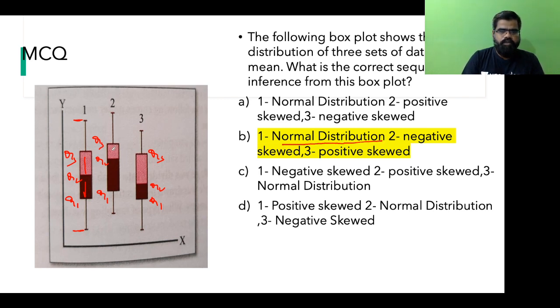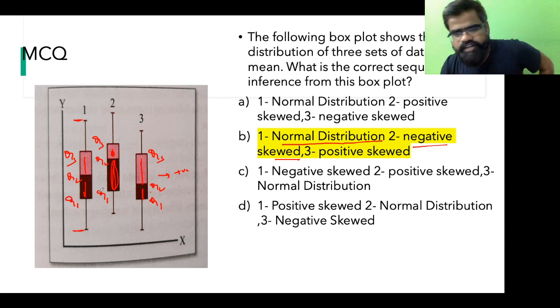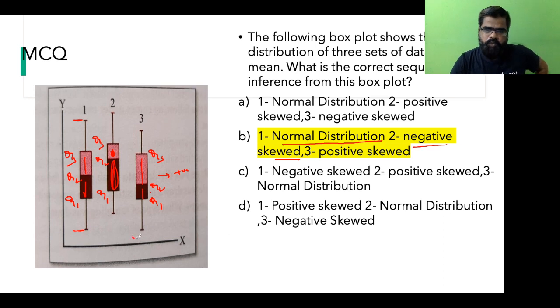Now come to the second one. What do you see? Q3 minus Q2 is less than Q2 minus Q1 because this area is big. So can you say this is negatively distributed? No, negative skewed. So I mention negative skewed. The third one, students, now you can say Q3 minus Q2 is greater than Q2 minus Q1. So this is positive skew. So one is normal distribution, two is negative skewed, and third is positive skewed. Very simple. The only thing we have to understand is, let's plot Q3, Q2, Q1 and try to interpret the graph. Based on our interpretation, it becomes quite easy to answer such questions.